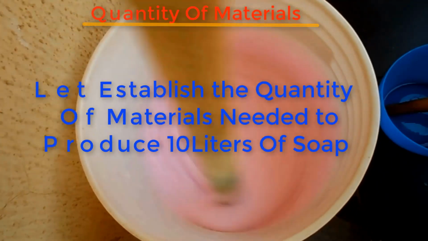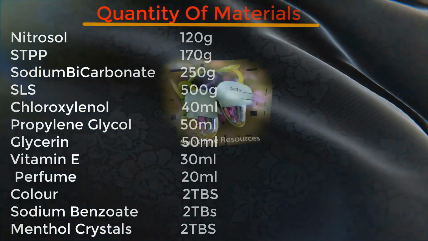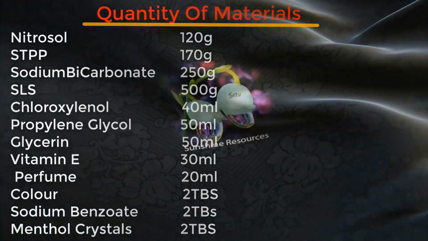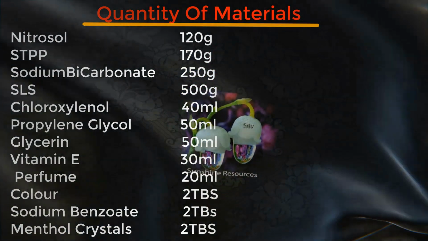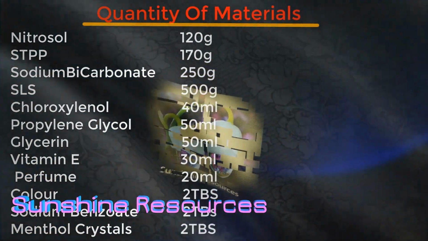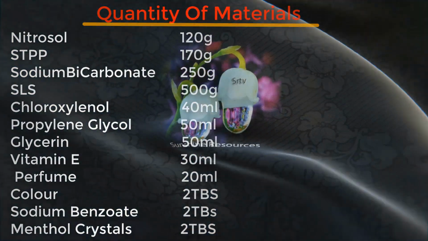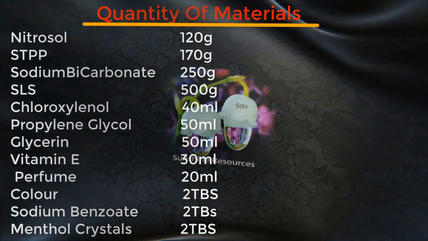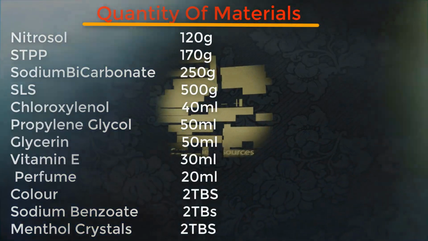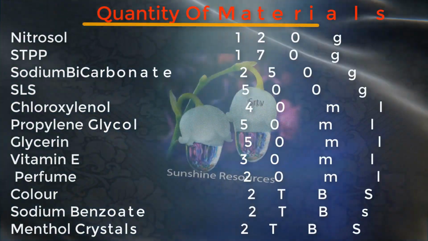Now let's establish the quantity of materials needed. Nitrosol 120 gram, STPP 170 gram, sodium bicarbonate 250 gram, SLS 500 gram, chloroxylenol 40 ml, propylene glycol 50 ml, glycerin 50 ml, vitamin E 30 ml, perfume 20 ml, color 2 tablespoons, sodium benzoate 2 tablespoons, and menthol crystals 2 tablespoons. Total volume of water required is 10 liters.